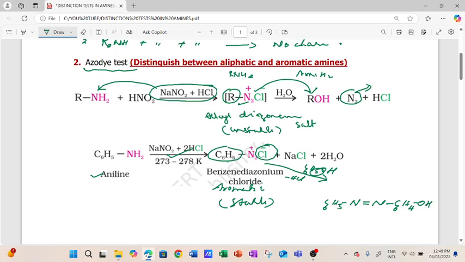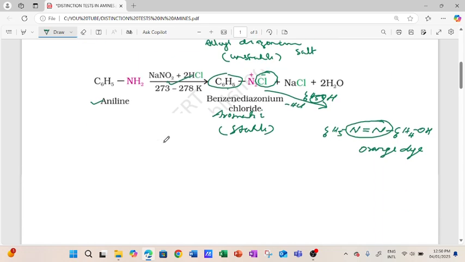So this is a compound with N=N. This type of compounds are called azo compounds, and it has a characteristic color, which is orange. And this is a reaction which is used to produce dyes. So it is an orange colored dye. So when we do this test, if it is aromatic, you will get an orange colored dye. But if it is aliphatic, you won't get any characteristic color in the product. So this is how we can understand whether it is aliphatic or aromatic.